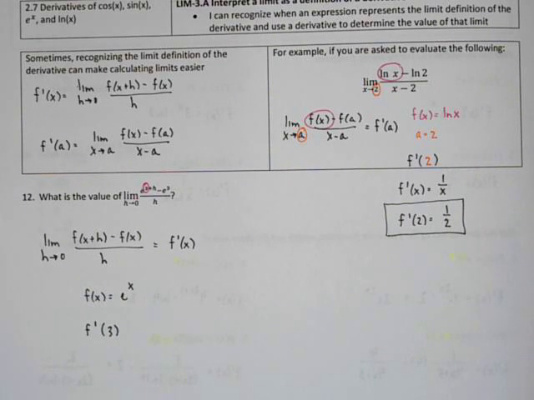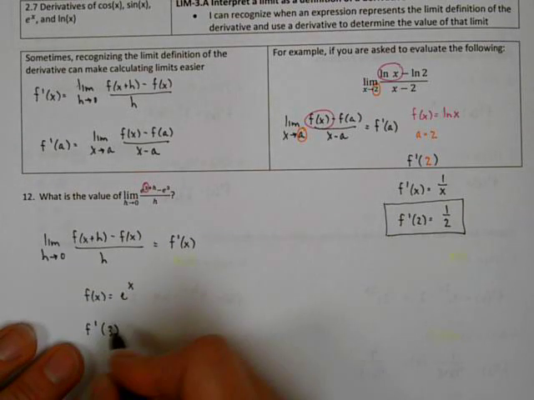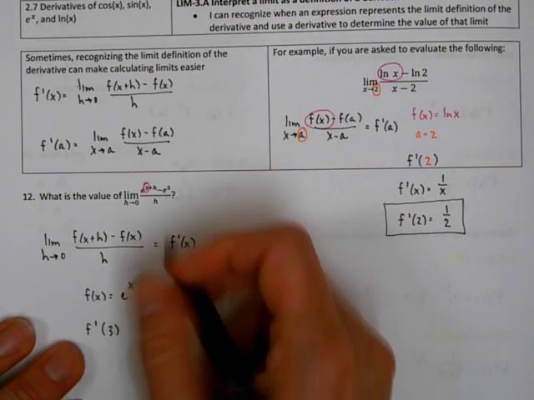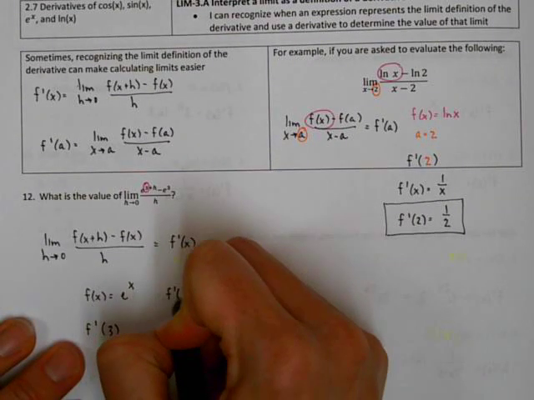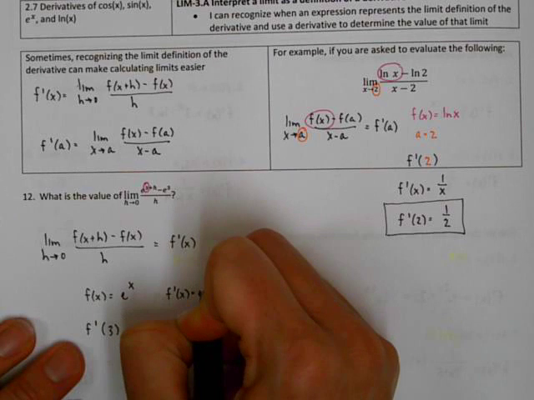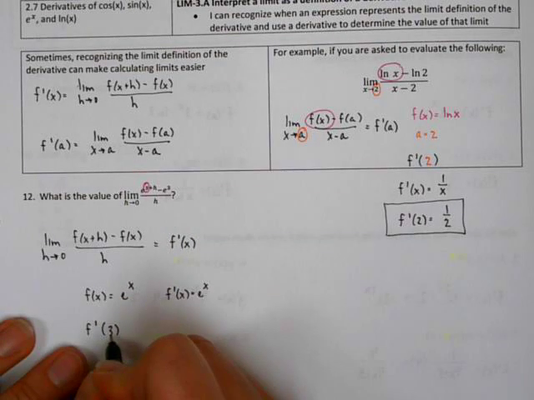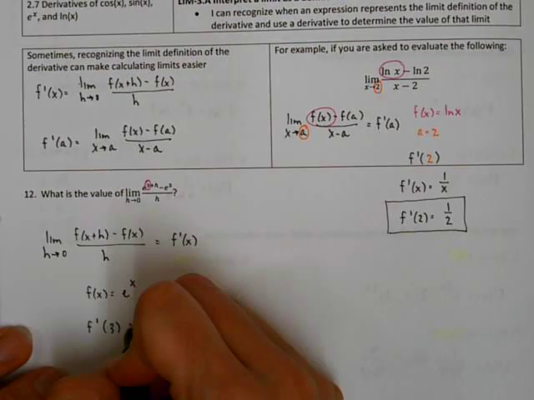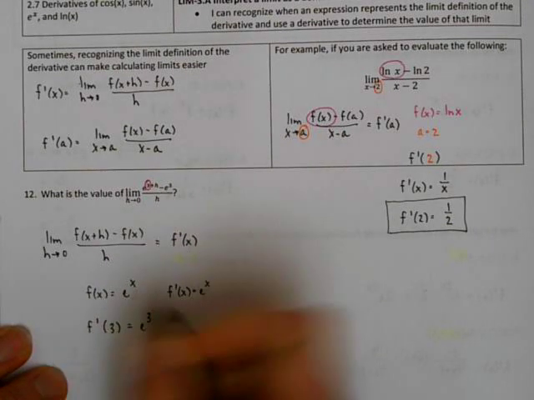So now, again, I can use derivative rules to find that. I know that f of x is e to the x. f prime of x is also e to the x. So to find f prime of 3, I'm going to plug 3 in for x, and I get e to the 3rd power.